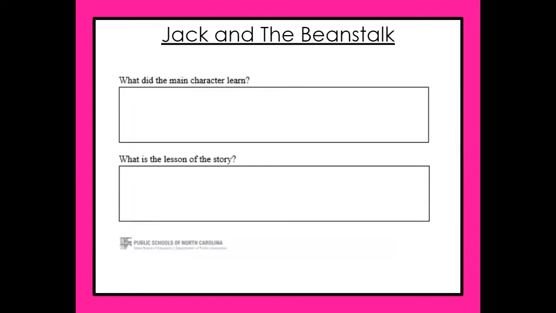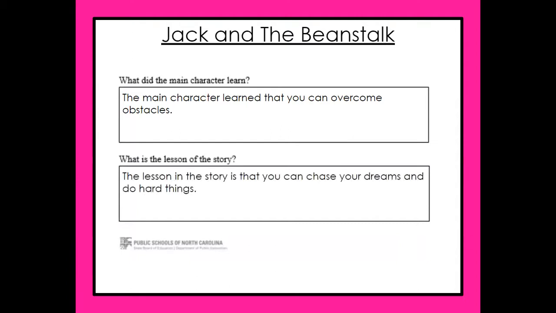What do you think the main character learned in the story? And what do you think the lesson of the story is? The main character learned that you can overcome obstacles. His problem in the story was that his family was very poor and they needed food. The lesson in the story is that you can chase your dreams and do hard things. So even though he was in trouble with the giant, he was able to get away and saved the day after all.